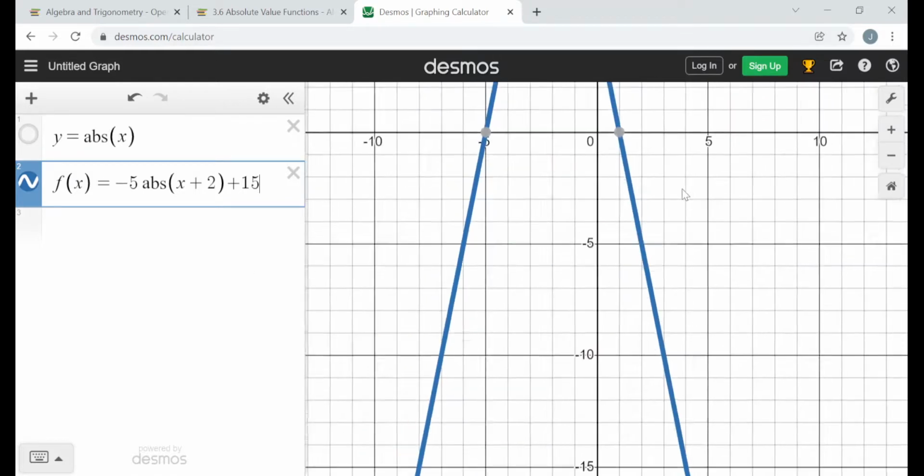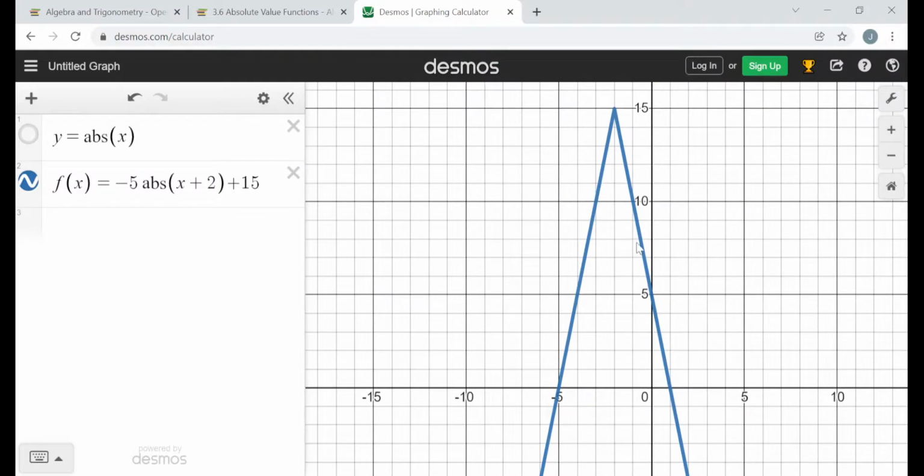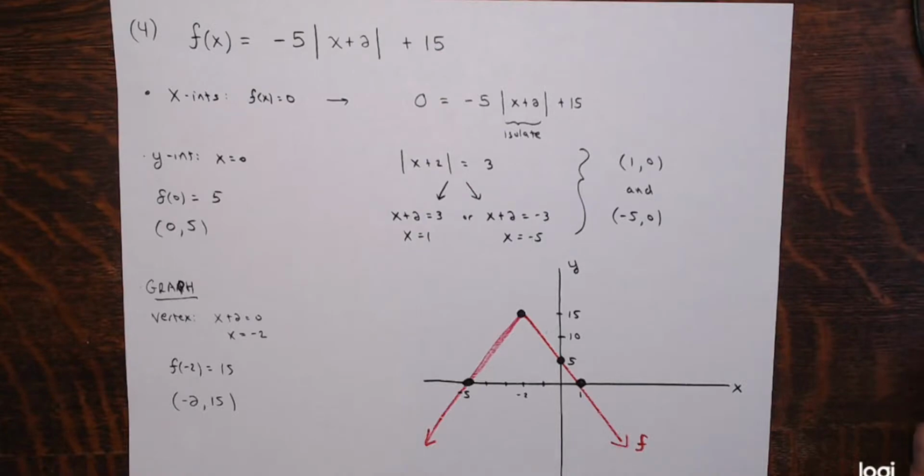And if I look at this, let me zoom this out. Click on it. See, the high point is at (-2, 15). That's that vertex. Here's (0, 5), right? The y-intercept that we said. Here's (1, 0), (-5, 0). Right? It's the exact same x-intercepts, y-intercept, and vertex that I put out on my piece of paper. So, good graph. Excellent.